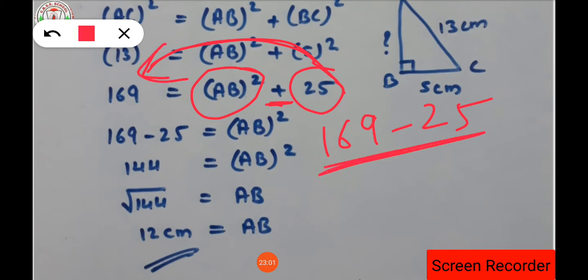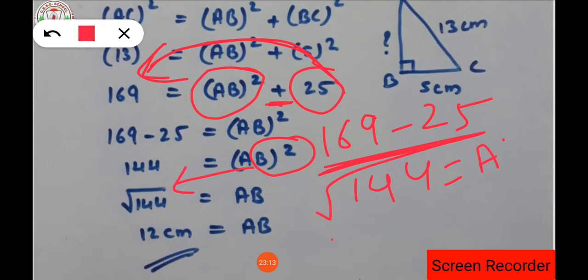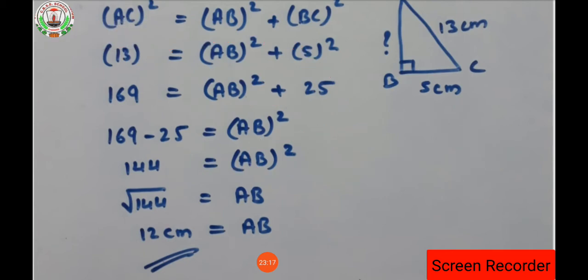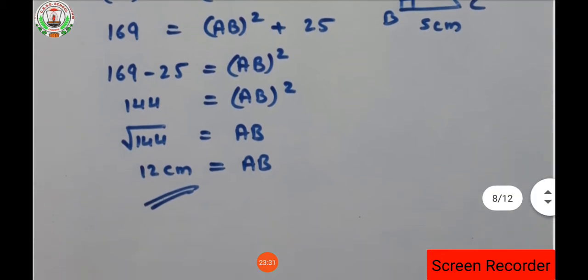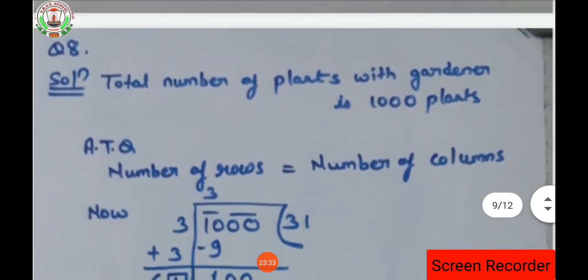So when it is subtracted, what number will we get? We will get 144. Now this square will change into the square root. So the square root of 144 is equal to AB. Now how to find the square root? Either by prime factorization or by long division method you can apply and find. So here I have written the answer: the square root of 144 is 12 centimeter. Clear everyone?